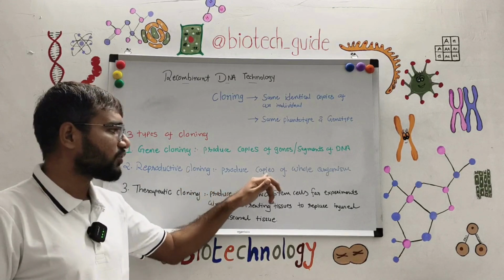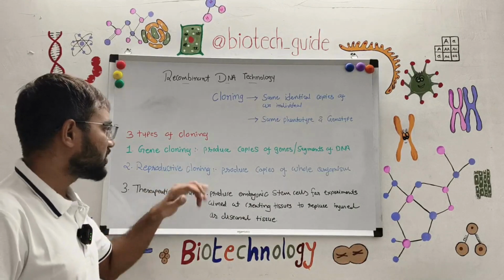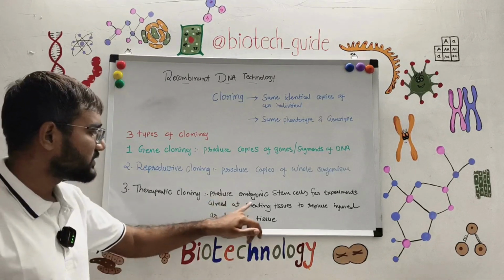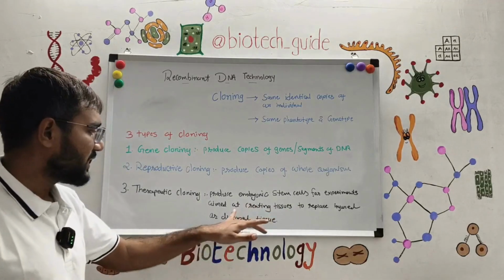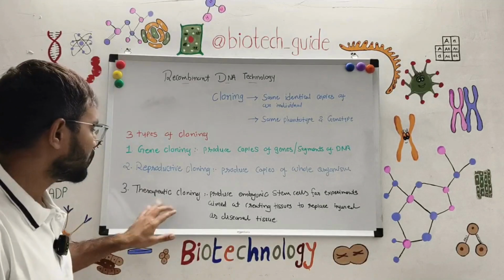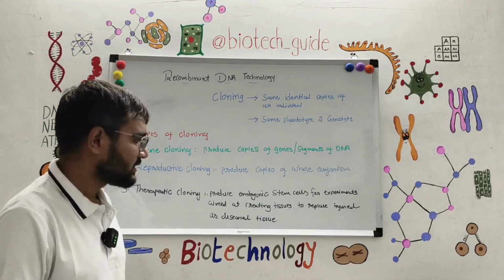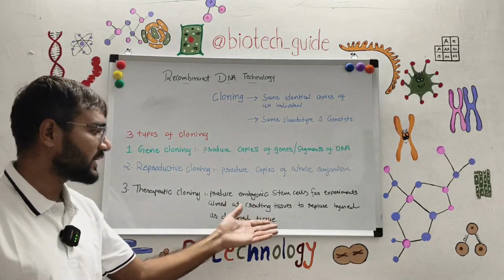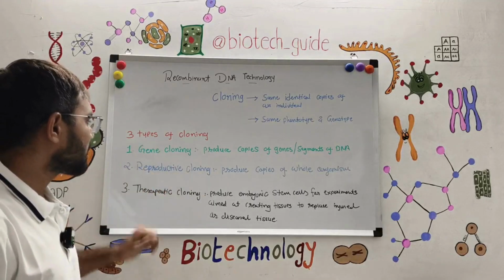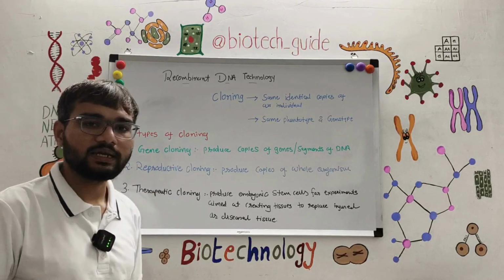When we are producing copies of a whole organism, like in vitro fertilization, this is defined as reproductive cloning. Then third, therapeutic cloning, where we are producing embryonic stem cells for experiments, creating tissue to replace injured or diseased tissue. In this cloning, basically we are copying embryonic stem cells for creating tissues to replace injured or diseased tissue. So these are the three main types of cloning, and we'll move further to gene cloning, recombinant DNA technology.